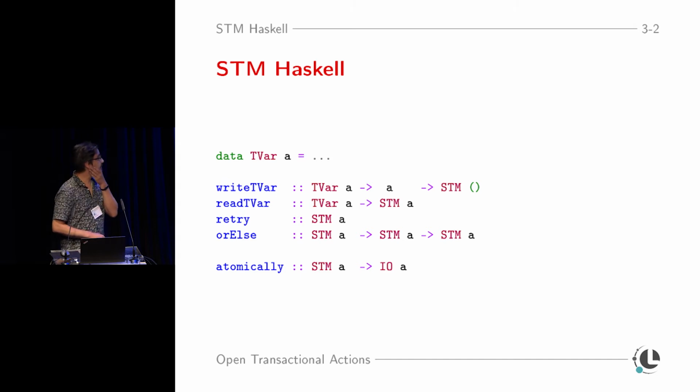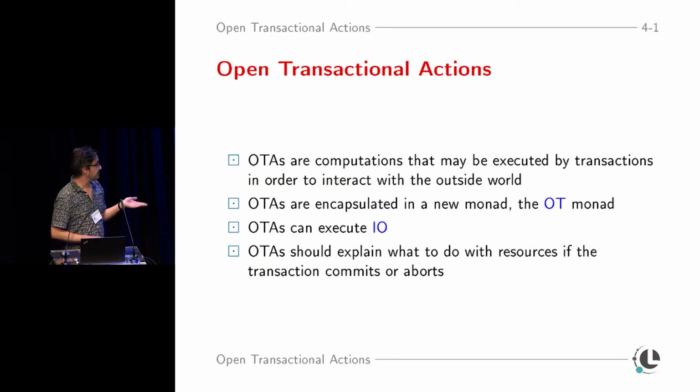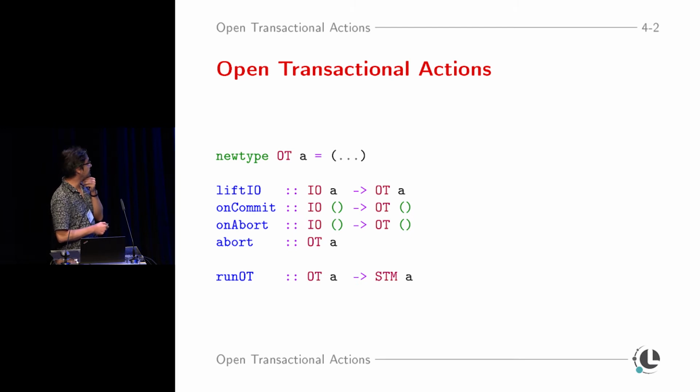Now, open transactional actions are computations that may be executed by transactions in order to interact with the outside world. Open transactional actions are encapsulated in a new monad, the OT monad, and inside of OTAs we can execute IO. Open transactional actions should also explain what to do with resources that we are accessing if the transaction aborts or commits. So this is the interface for open transactional actions. We have this new monad, the OT monad. We can execute IO in the OT monad using liftIO.